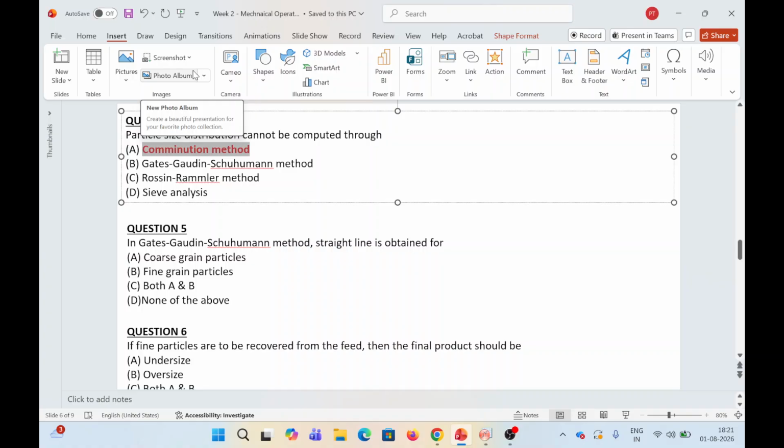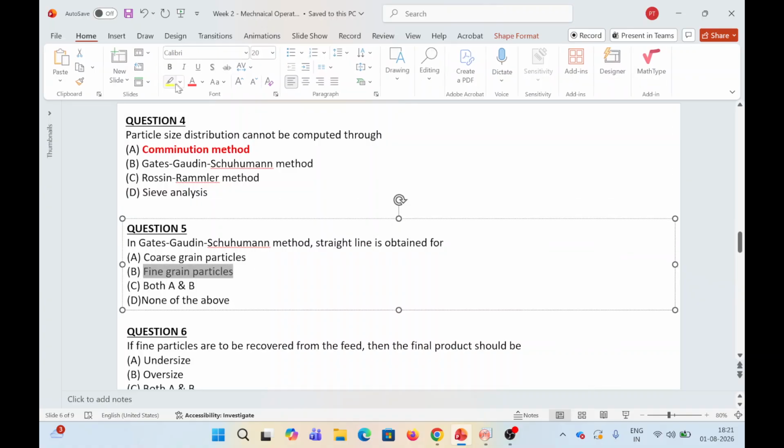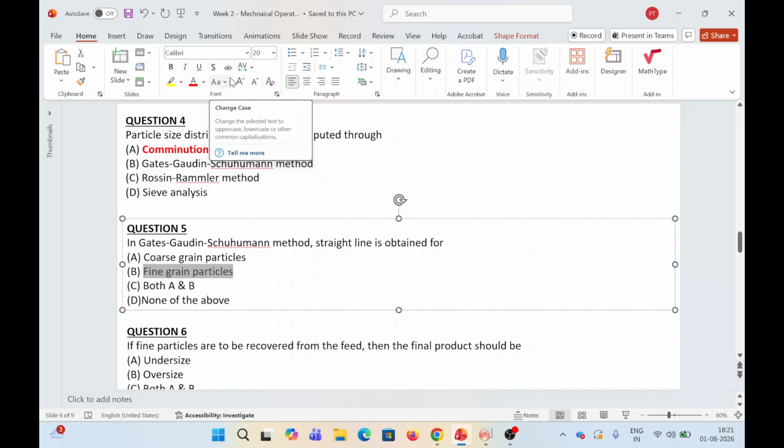So for the Gates-Gaudin-Schumann method, if you see the log-log plot, that particular plot will be for both fine grain as well as coarse grain particles. But the straight line is only for fine grain particles. For coarse grain particles, the curve will not be a straight line. It will be curvilinear. That particular graph I will post along with the presentation, so you can look at it there, or in the course slides.